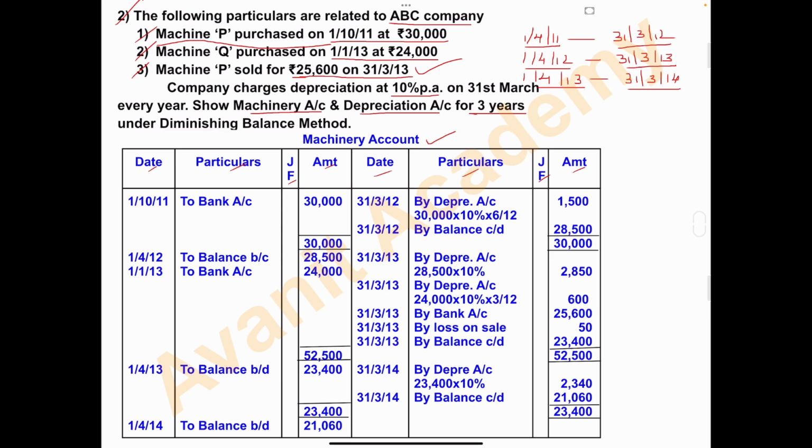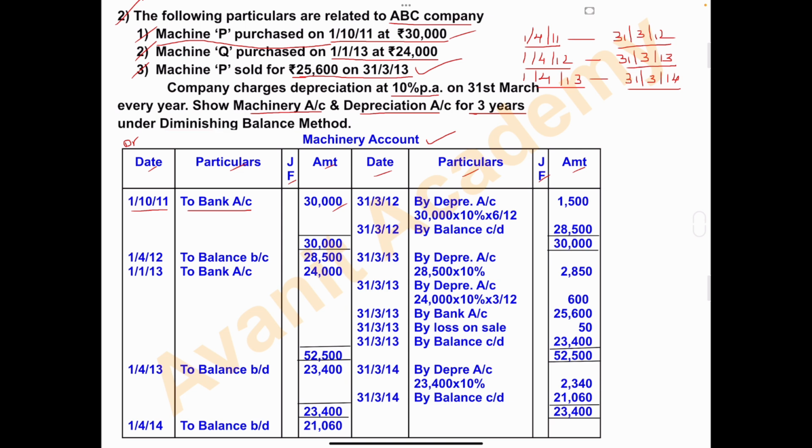So this machinery P was purchased on 1st October 2011, in the middle of the 11 to 12 financial year. So let's pass the entry for purchasing the machinery. Entry is machinery account debited to bank account. So we have to pass this entry on the debit side of the machinery account. Write the debit side. Machinery is purchased on 1st October 2011. Write the date. Machinery account debited to bank account. To bank account, and the machinery amount is 30,000. Got this entry? For purchasing the machinery P, the entry is machinery account debited to bank account.